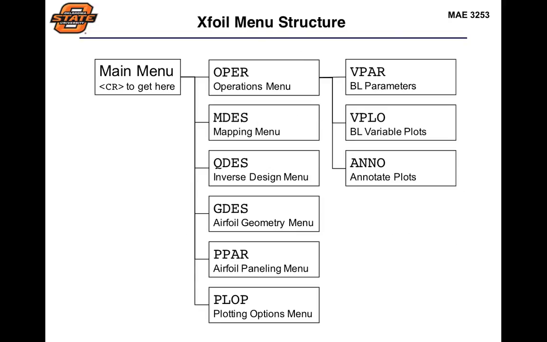Now, the basic Xfoil menu structure is pretty simple. You start off with a main menu, which allows you to define your airfoil geometry, and then travel to all the other menus. Most of the time, you'll spend your time in the operations menu, where you'll actually develop your lift curve slopes and your drag polars. You can also go to the geometry menu or the airfoil paneling menu when needed to change some of those parameters, and we'll explore a little bit of that as well. All right, let's take a look at Xfoil and see what we can do with it.